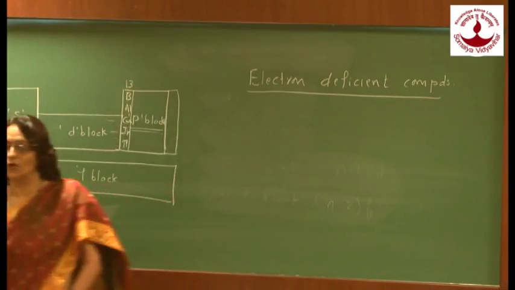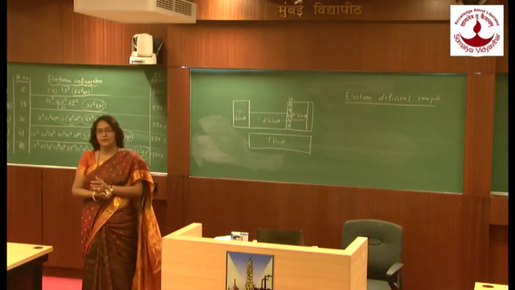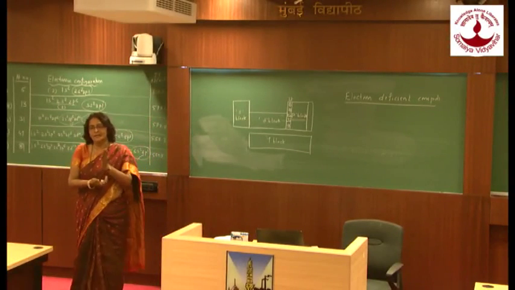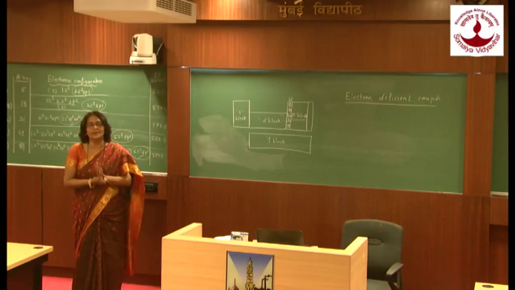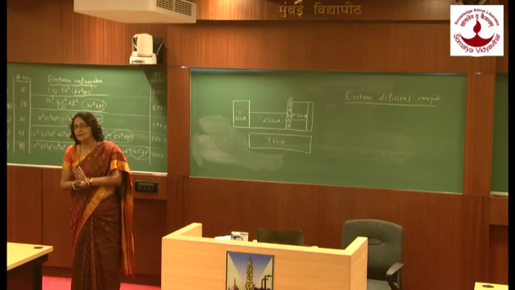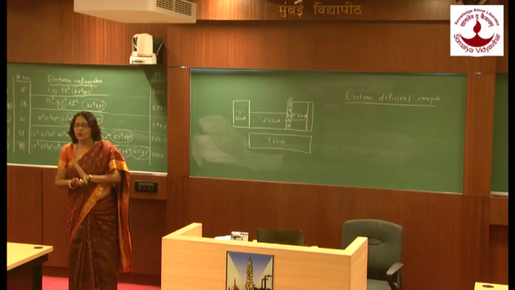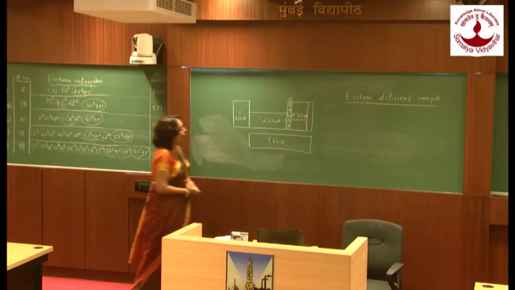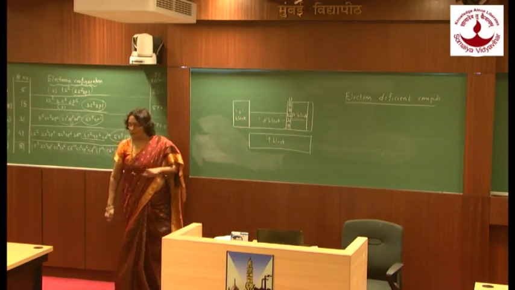what are electron deficient compounds. Now what are electron deficient compounds? We can define them as the compounds in which the valence electrons which are available for bonding are less than the minimum number of electrons required for covalent bonding. Now all these group 13 elements form electron deficient compounds.